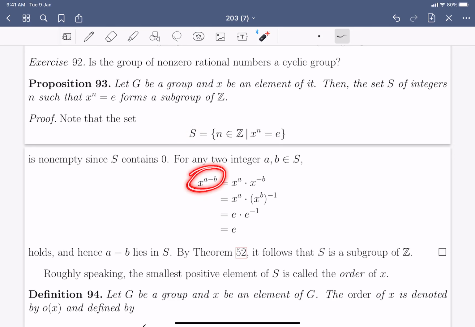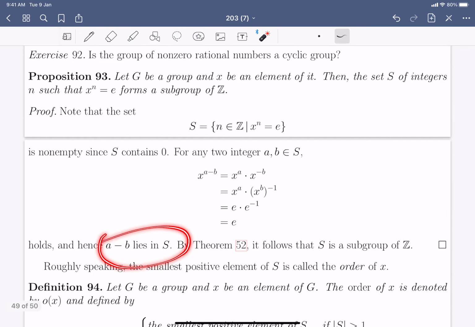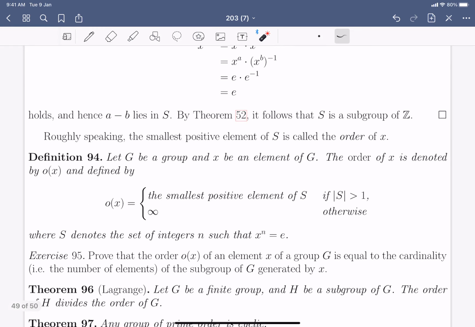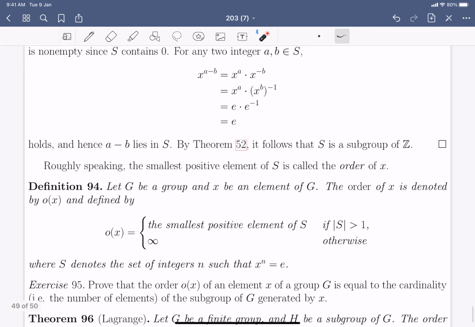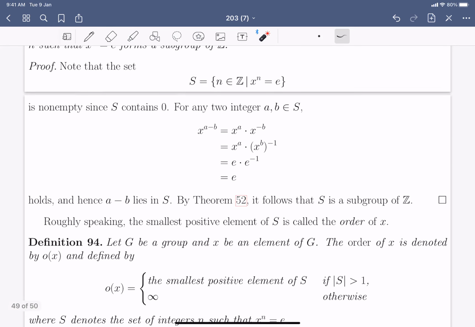So we look at X raised to A minus B, and it is straightforward to show that it is identity, because X raised to A minus B is X raised to A times X raised to minus B, which is X raised to A times (X raised to B) whole raised to minus 1, which is identity times the inverse of it, which is equal to identity, okay? So thus A minus B lies inside S, and by that theorem it follows that S is a subgroup of Z, right? Okay, and here is another terminology that we are going to introduce.